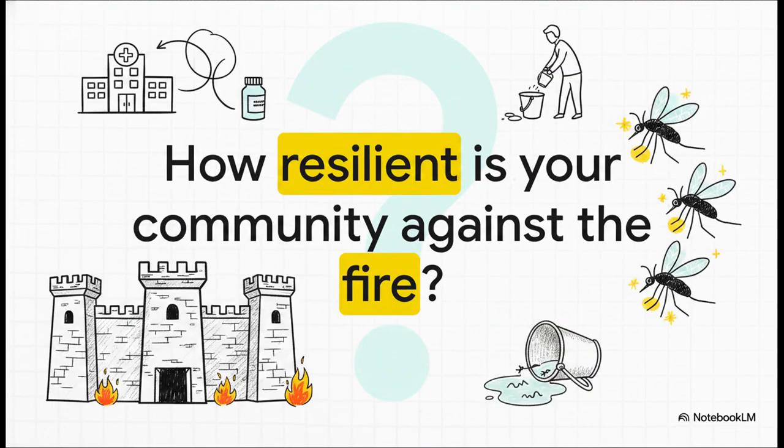Which leaves us with this final thought to chew on. Think back to our fortress from the beginning. If biological pathogens and genetic flaws are the spark, and vectors, like the mosquito, are the wind carrying that spark, how resilient is your community's fortress against the resulting fire? Because as we've seen today, keeping that fortress secure doesn't just rely on hospitals and medicine. It relies on the personal choices we all make, like simply emptying a bucket of stagnant water in the backyard, and the public health policies we support.